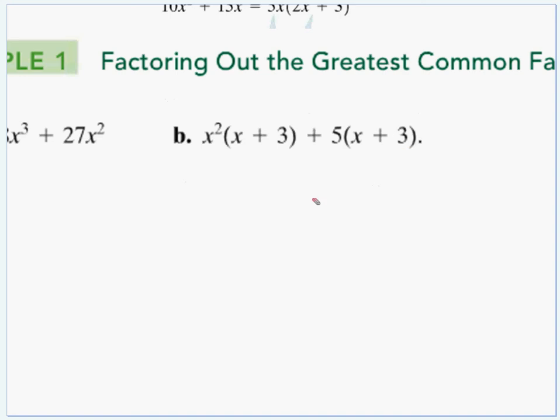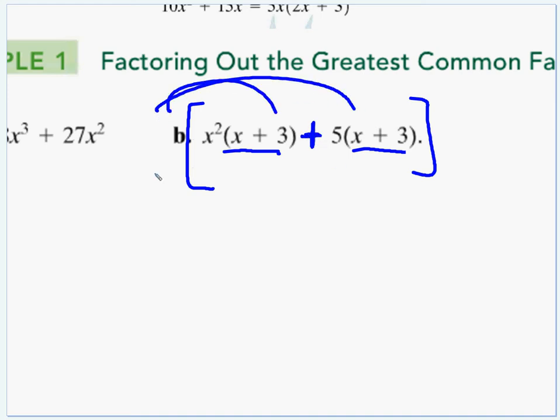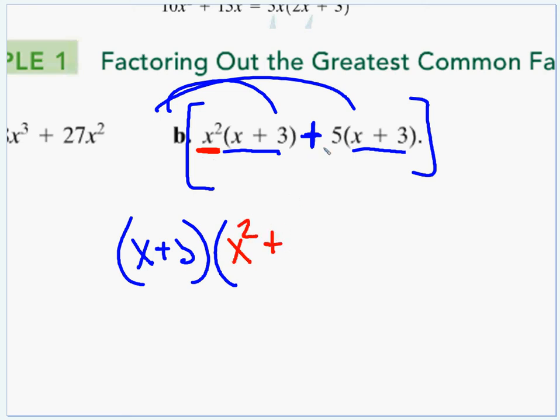This is getting a little sloppy here. We do have this x plus 3 that's common on each side of this plus. So if we factor out an x plus 3 term, let's keep it in its parenthesis because it's still a term, what would we be left with inside? This x squared and a plus 5.